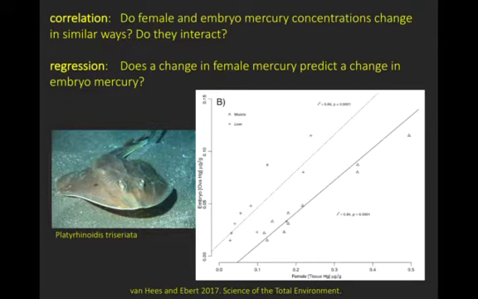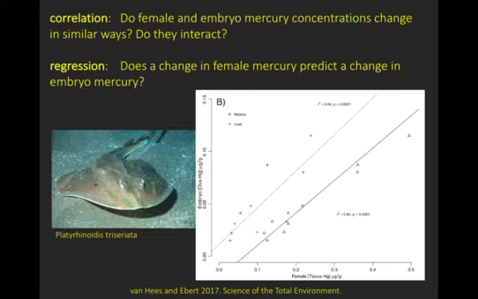But we can look at this one graph and ask almost two different questions. If we're talking about a correlation, the question we would ask is, do female and embryo mercury concentrations change in similar ways? So as one goes up, does the other go up? And if one goes down, does the other go down? Or is it inverse? Whereas a regression implies some sort of change or some sort of cause. So does a change in female mercury concentration predict or cause a change in embryo mercury concentration? And her work was published here in 2017 in Science of the Total Environment, if you're curious.